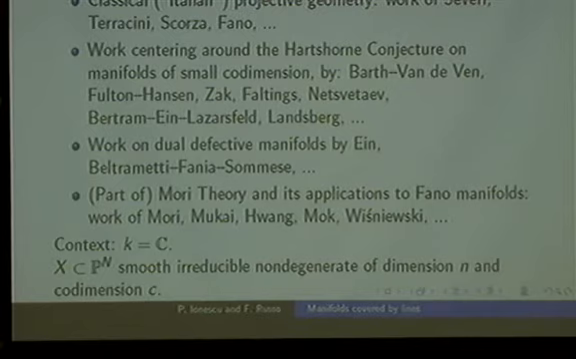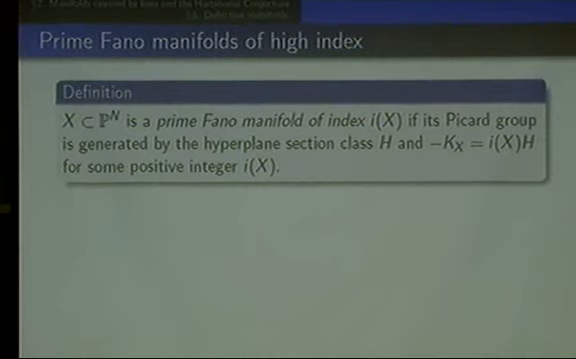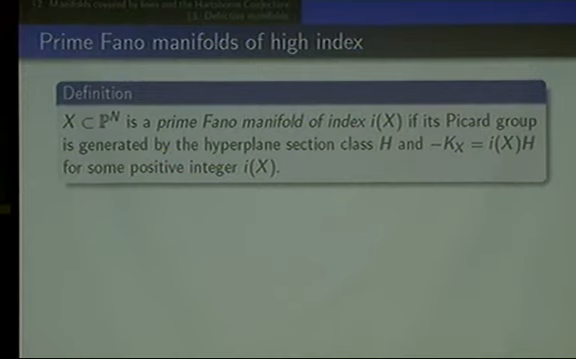Now, here is the first definition, which is of course familiar to everybody. So X, such an embedded X, is a prime Fano manifold of index i if its Picard group is cyclic, generated by the hyperplane section, and of course the index is the multiple giving the anti-canonical.